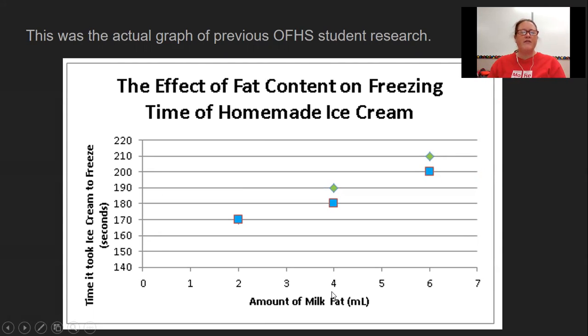But we see the amount of milk fat, independent variable on the x-axis, and the time it took in seconds. Now it seems weird that ice cream would only take up to 220 seconds to freeze, but they had the ice cream in little tiny test tubes with a thermometer in there, and they had some ice swirling around it with some salt, and the salt with that little tiny ice cream sample caused it to freeze really, really quickly. So they were able to repeat several experiments again and again and again.